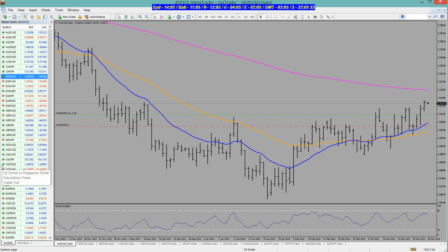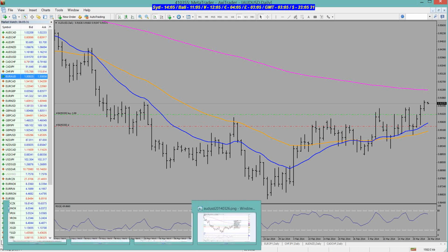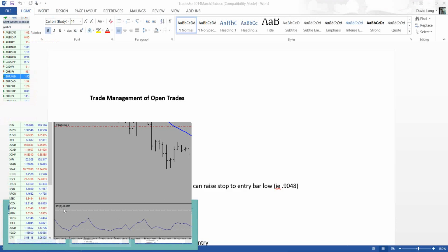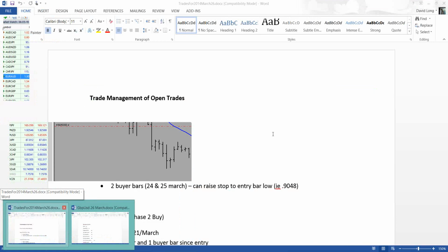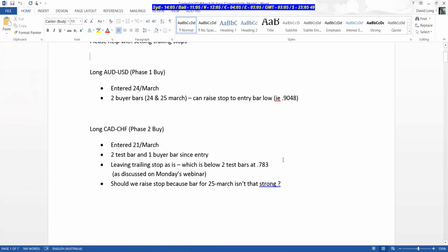Questions for the 26th of March. We're getting there, guys. We're getting towards the end. I got 3 of these, I got 4 of those, and that's it. So, 26th of March. I don't have 3 of these, so I got 2 of these. Please help with set trailing stops. Just discussed that.